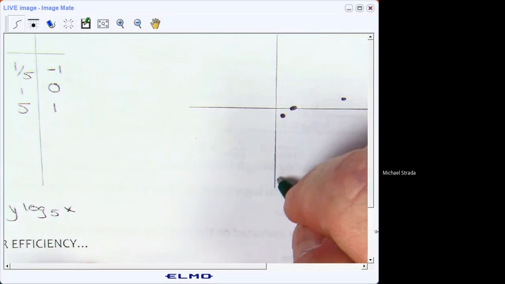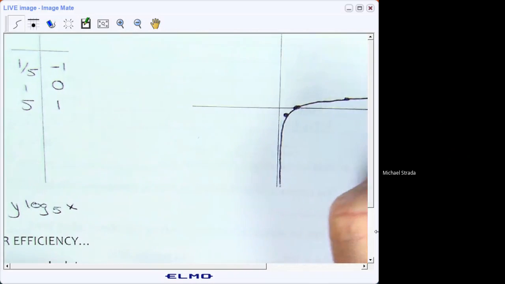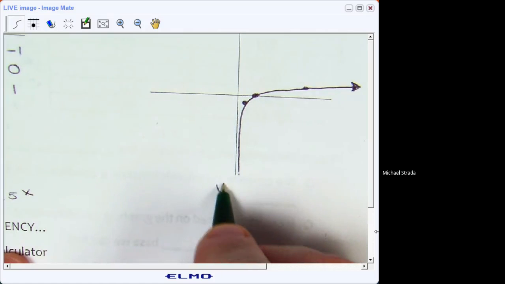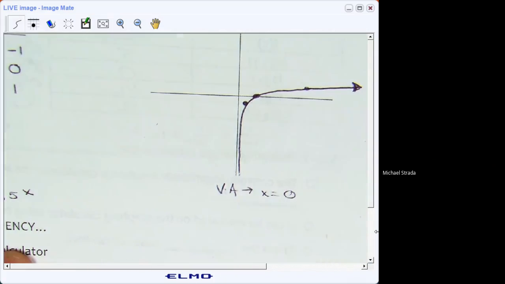When you graph it, that is the general shape of a logarithmic graph. It is still increasing, but once you get into the positive numbers, it is increasing ever so slowly. Instead of a horizontal asymptote, there's a vertical asymptote. In this one, it's at x equals 0. When there's no number being added or subtracted, that is the asymptote.